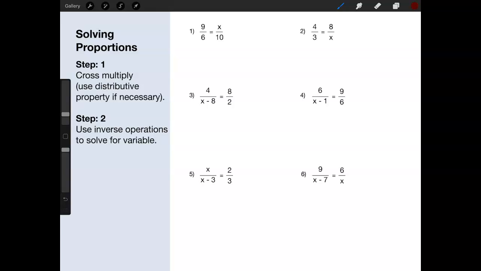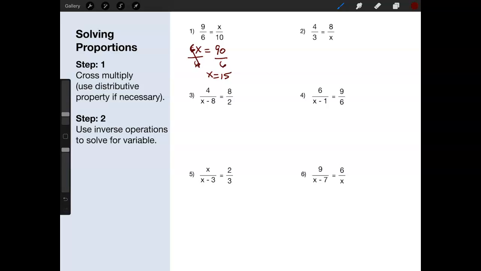Example number 1, we have 9 over 6 equals x over 10. Cross multiplication, we multiply 6 times x and set it equal to 9 times 10, which is 90. Now it's a simple matter of doing inverse operation. 6x equals 90. 6x is multiplication, so we divide both sides by 6. These 6's cancel out, and we are left with x equals 15.